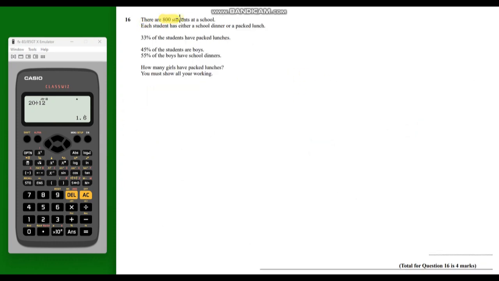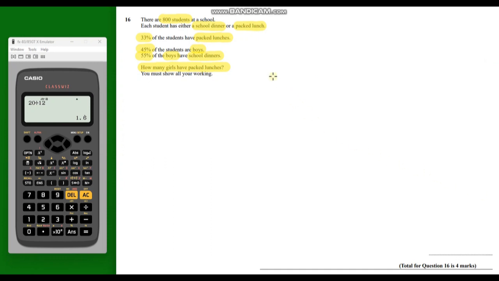There are 800 students in a school. Each student has either a school dinner or a packed lunch. 33% of the students have packed lunches. 45% of the students are boys. 55% of the boys have school dinners. How many girls have packed lunches? You must show your working. Now, there is quite a lot of information here.